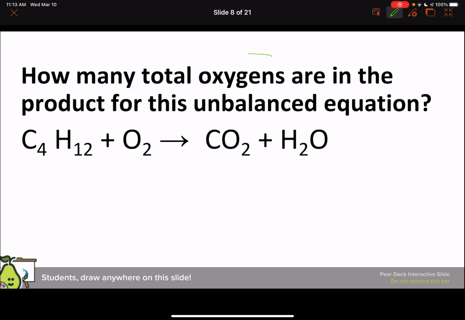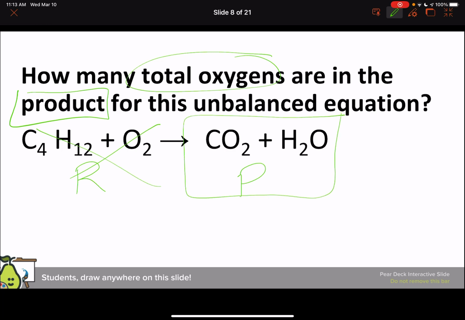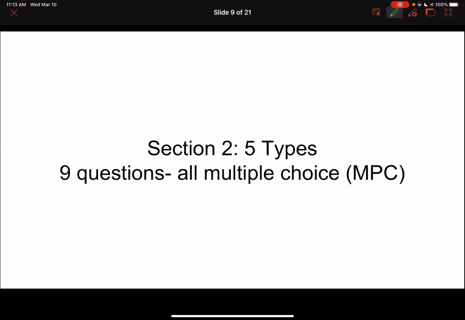Now how many total oxygens are in the product? Remember that our reactants point to our products, so we're only looking at this side. And we're going to see that oxygen's in 2 spots, so 2 plus 1 would give us 3 oxygens for it. Now, section 2, we're going through our 5 different types of chemical reactions.